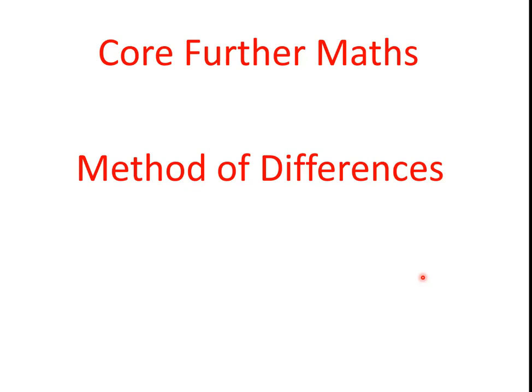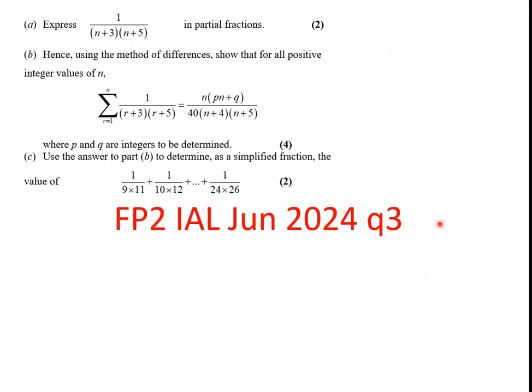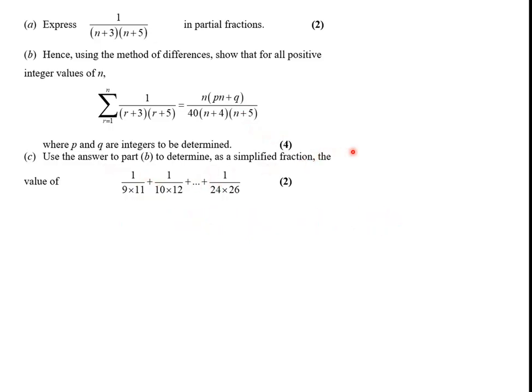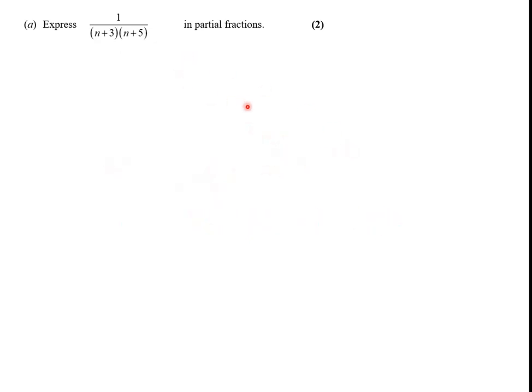Okay, some core further maths. Got a method of differences question here, the B2 June 2024, Question 3. We've got to split that up into partial fractions and then use the method of differences, show that the sum of it up to n terms is that. I'm going to find out what the P and the Q are and then work out what this is using the part B. So partial fractions first of all.